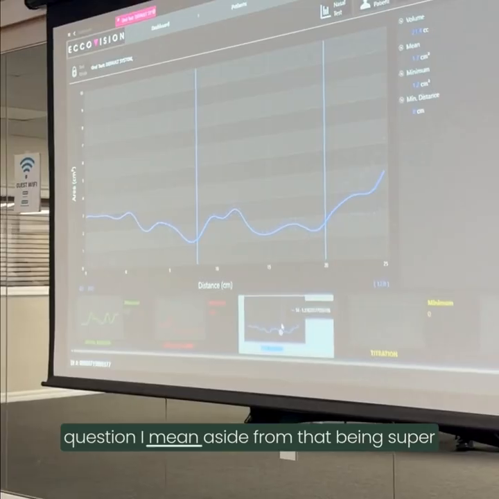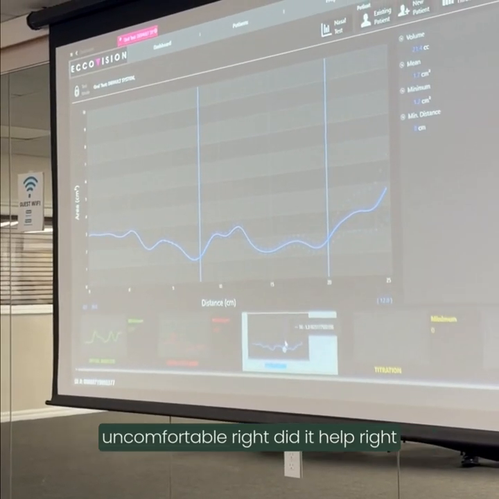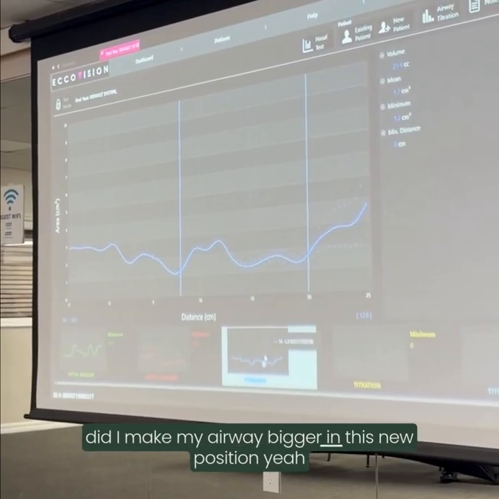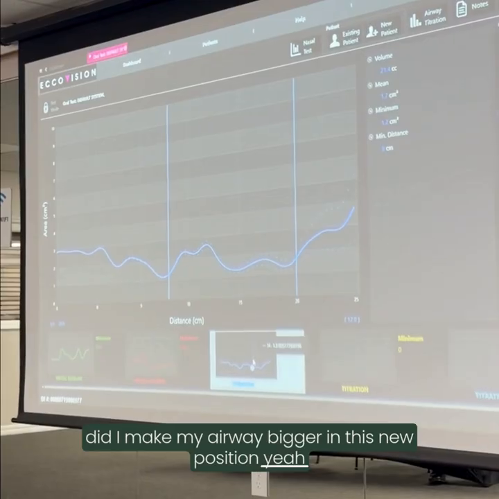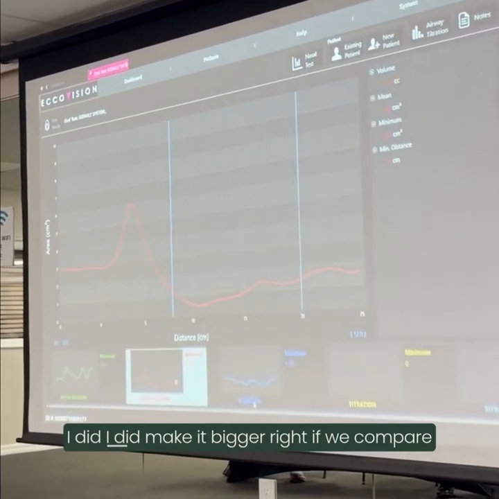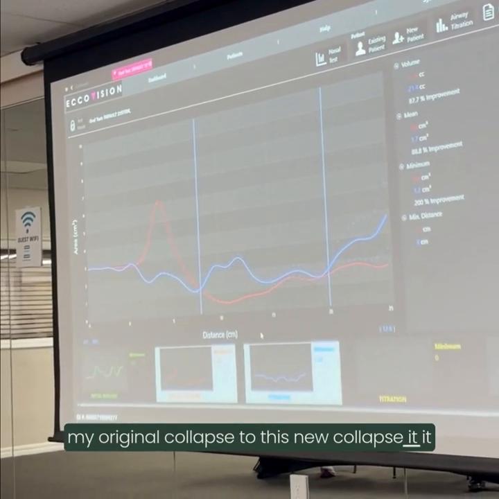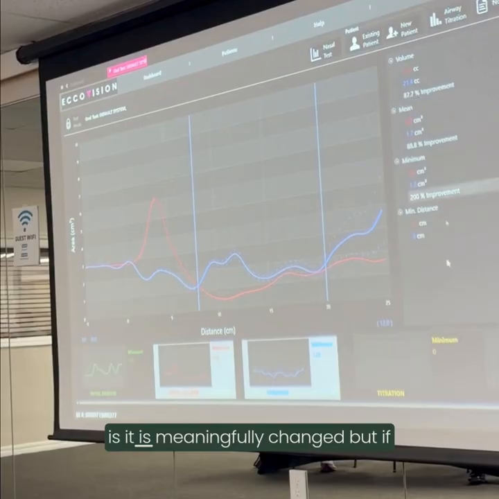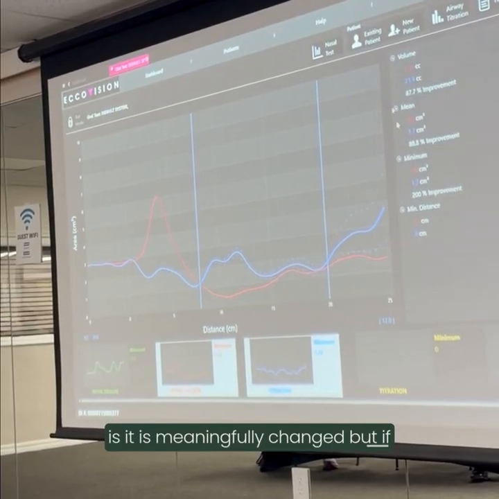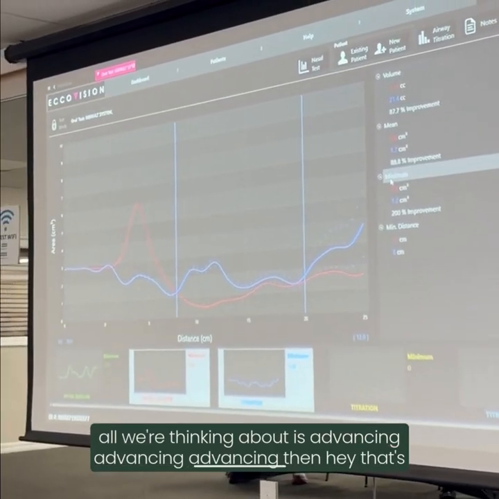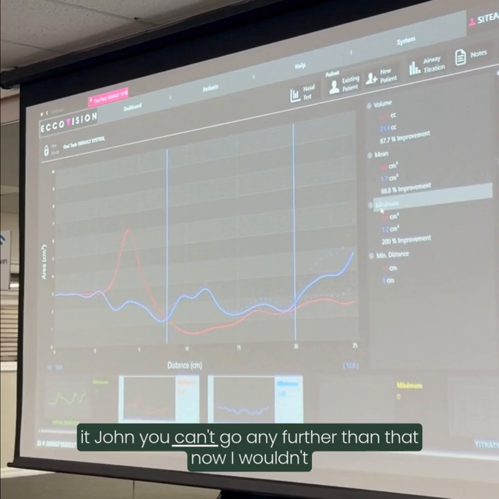First question, aside from that being super uncomfortable, did it help? Did I make my airway bigger in this new position? Small. Yeah, I did make it bigger. If we compare my original collapse to this new collapse, it is meaningfully changed, but if all we're thinking about is advancing, then hey, that's it, John. You can't go any further than that.